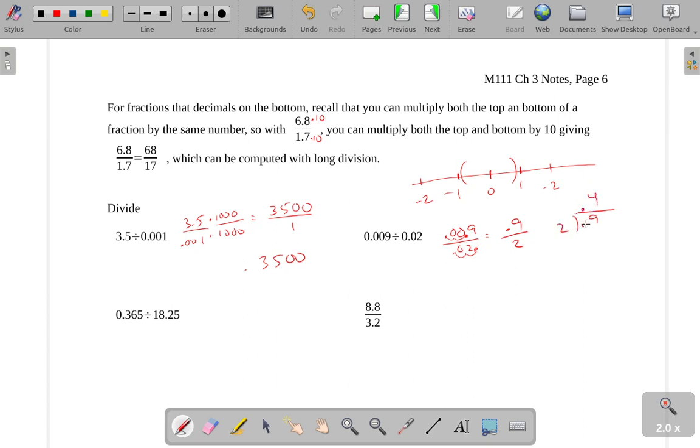Let's see, this goes into 9 4 times. That gives me an 8. Subtract that off, drop down a 0. We get a 5. So we get 0.45. So we started out 0.009. We ended up with 0.45.